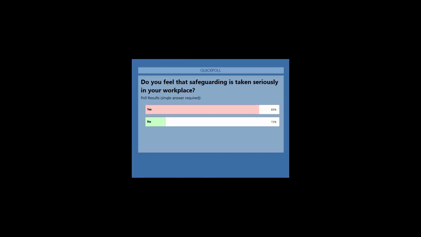So do you feel that safeguarding is taken seriously in your workplace? 85% say yes, and 15% say no. It's a great response that 85% of people do feel it's taken seriously. So that's really pleasing. And for the people that are saying no, I'm not sure whether that's a management issue, that it's not really taken seriously because it's not understood.